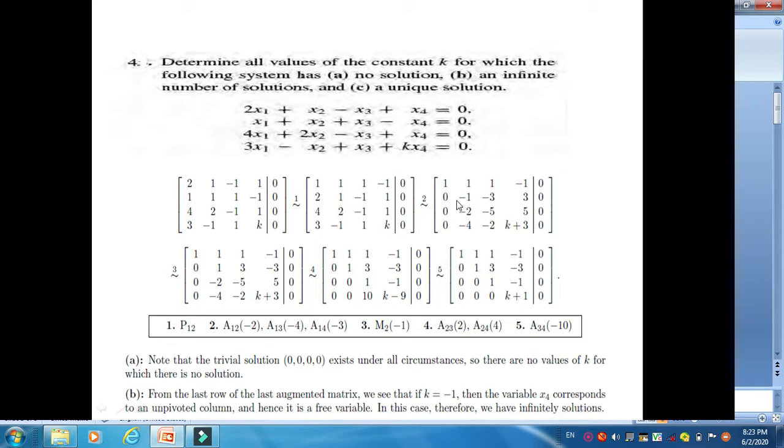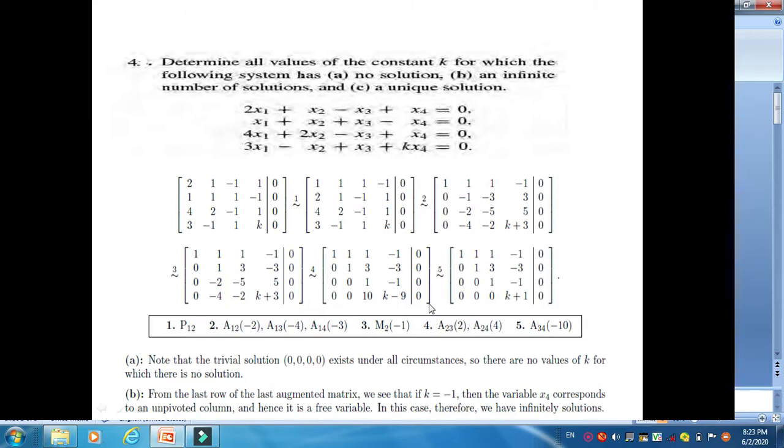Next, here we have to find the key element. We must multiply it in the second row by minus 1. You see, multiply row number 2 by minus 1. So we'll obtain 0 plus 1 plus 3 minus 3. And then using that key element 1, we must convert below 1 equal to 0.